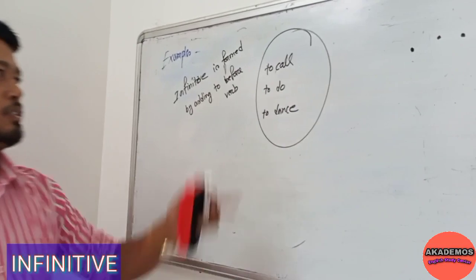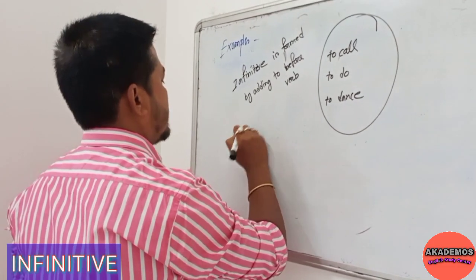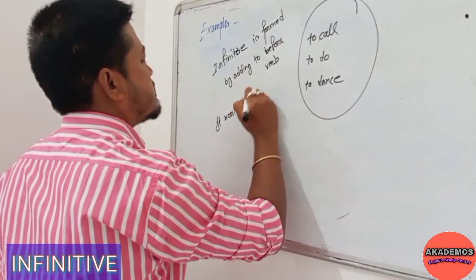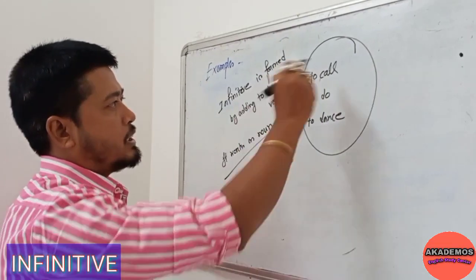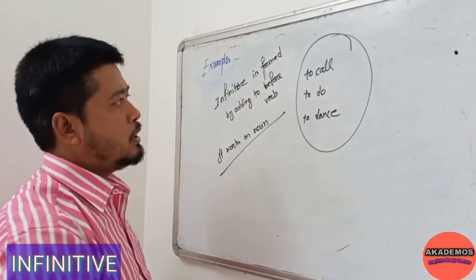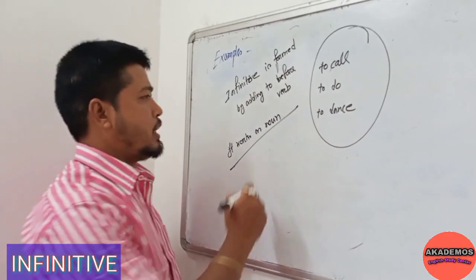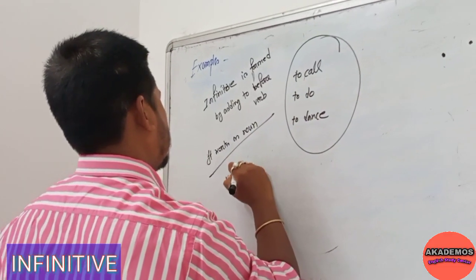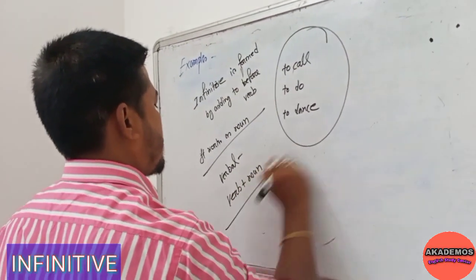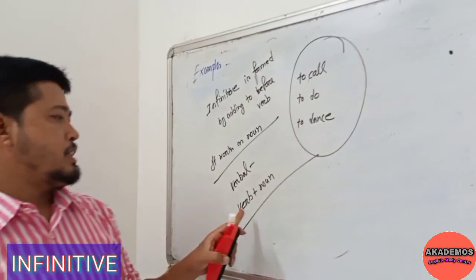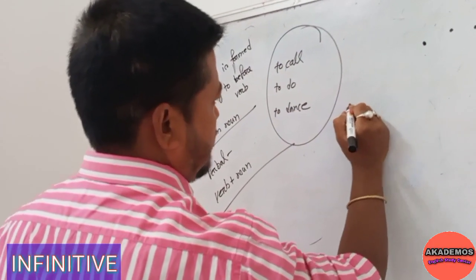"Call" is a verb, but here it is not working as a verb, it is working as a noun. So infinitive works as a noun, just like gerund. But in gerund, "ing" is used, while in infinitive, the preposition "to" is used before the verb. So this is why infinitive is verbal. Its function is verb plus noun, and the action of the verb gets missed. A noun appears. You will understand how the action of the verb is missed.